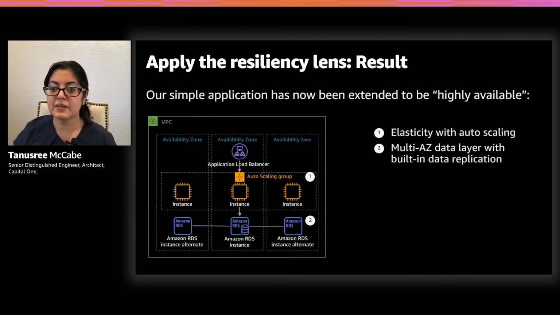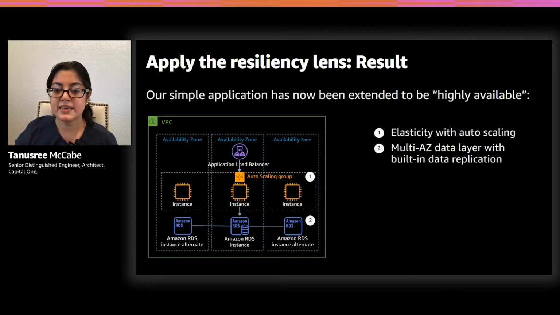Given these three particular considerations, we may find that our simple system has been enhanced to look like the following. If you look at point 1, we've now included an auto-scaling group to allow our EC2 instances to horizontally scale up or down in conjunction with an application load balancer to spread the load. We've also now enhanced our data layer, so our RDS instance has gone from a single AZ to be a multiple AZ instance. It also includes built-in data replication. This does assume that the application itself is designed to be able to handle horizontal scale.